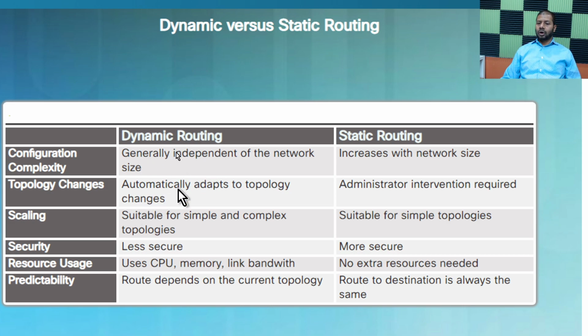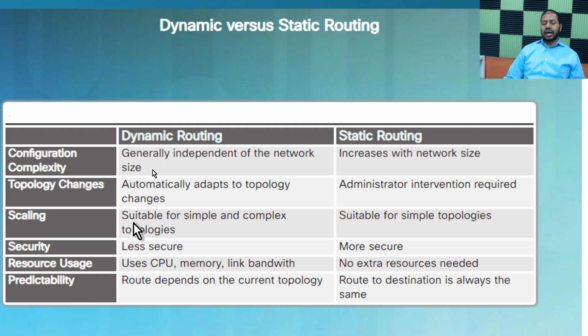Topology changes. Dynamic routing automatically adapts to topology change. If you are using dynamic routing, then if anything changes, any router is removed, an IP address changes, some routes become blocked, whatever happens, routers are going to talk to each other and update that automatically. And if you are using static routing, then the administrator has to go and change that route manually, write it down. So that's the disadvantage of static routing there as well.